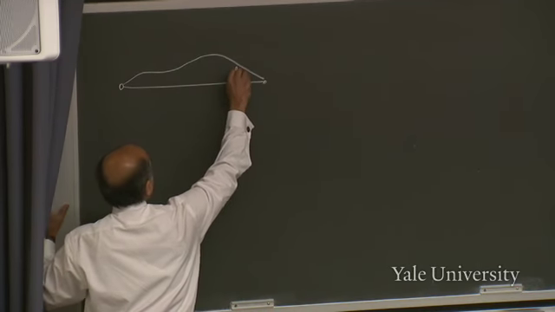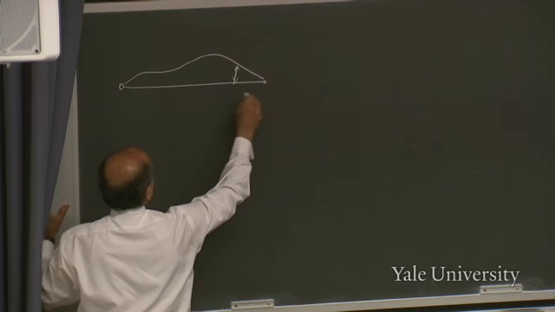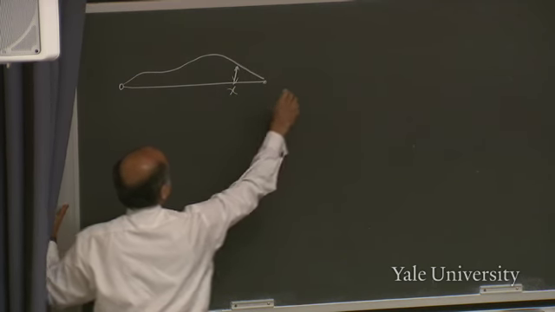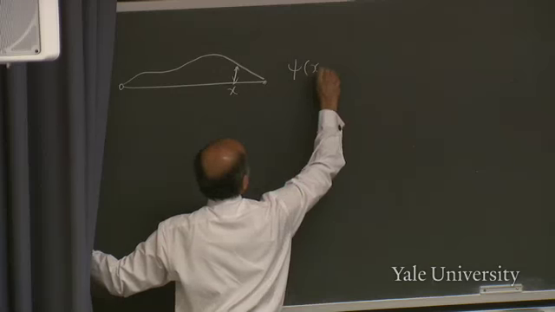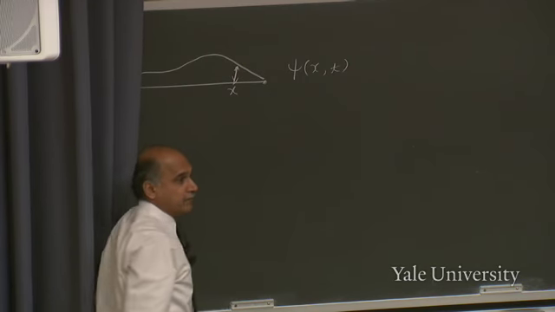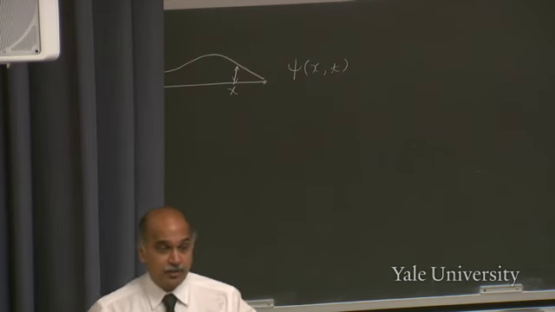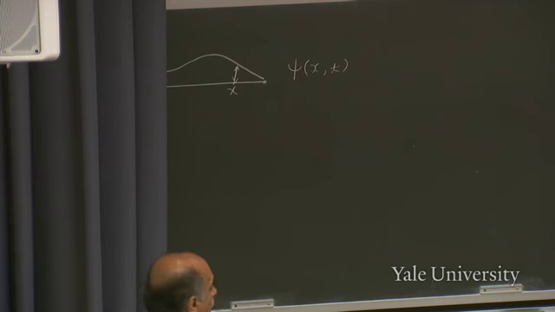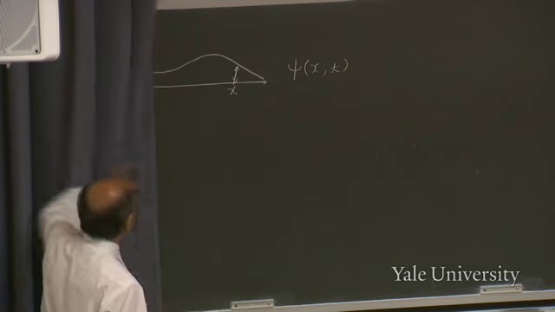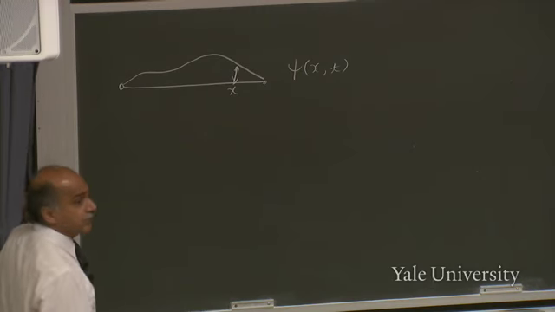This height from the normal position at the point x is the actual variable psi of x and t. So at every point x along the string, there is a displacement of the string in the transverse direction. That's psi of x and t.